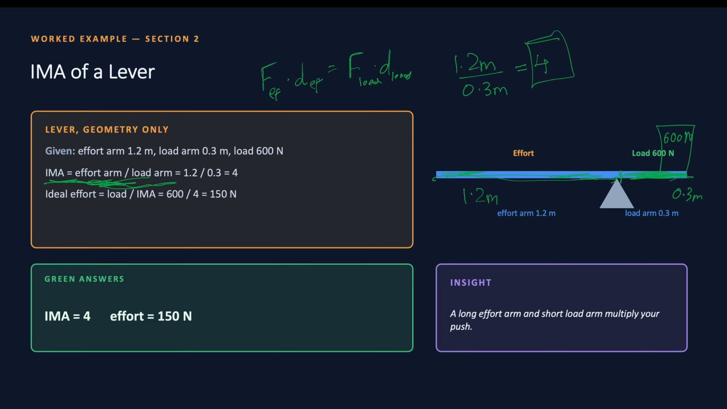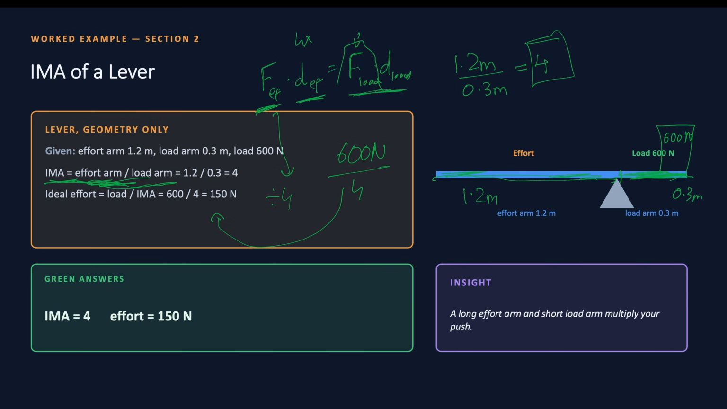And then if you find the ideal mechanical advantage, what do you know? Distance effort has to be 4 times as large, which means force effort has to be 4 times less than force load, right? Force load is 600 newtons, so divide that by 4 and you get 150 newtons.